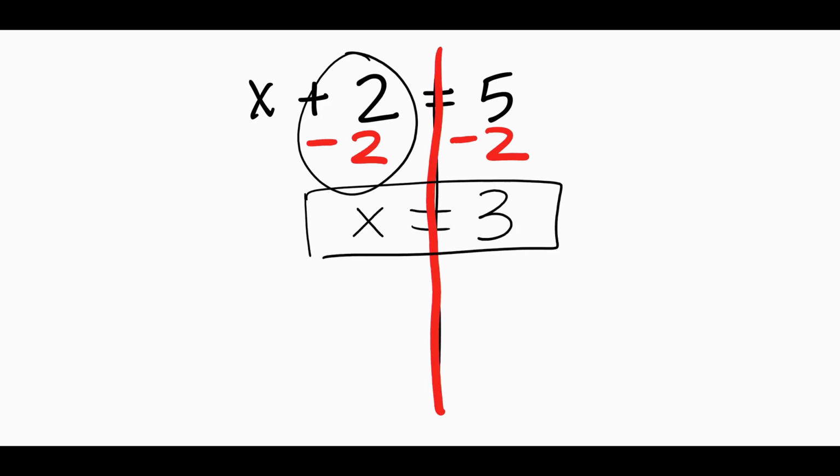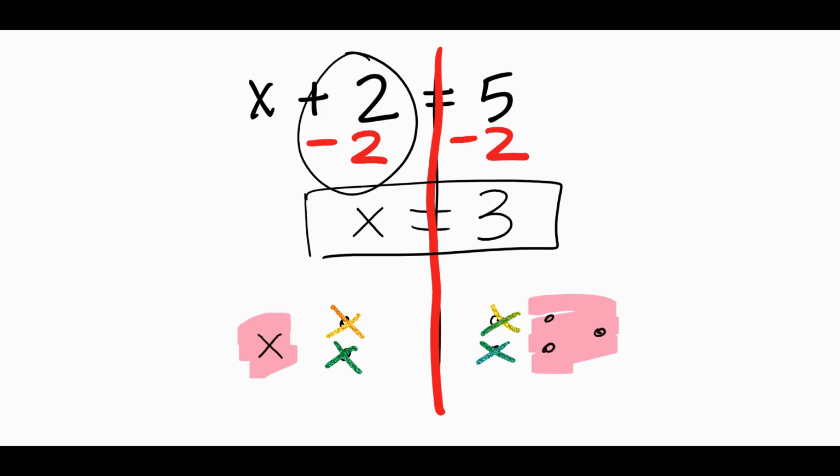And if I had written this problem out with the visuals, I have an x and 2 on this side, and I had 5 on this side. And when I began to cross these out, I am left with x on one side and 3 on the other. x equals 3.